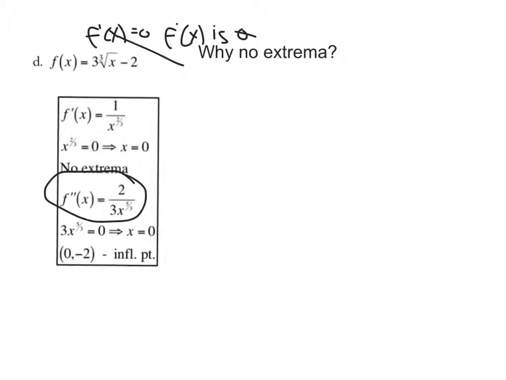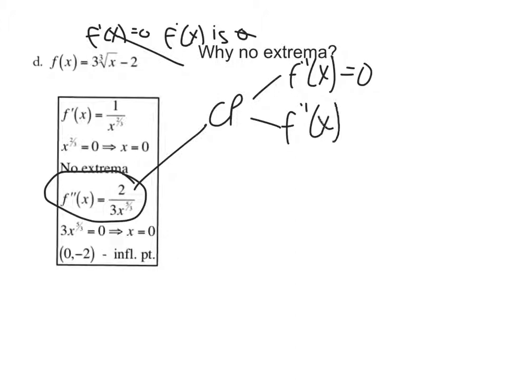So here's our second derivative, and we find the critical points. Again, the critical points are either where the second derivative is equal to 0 or the second derivative is undefined. This particular second derivative will never be 0, but there is a place where it is undefined. It is undefined at x equals 0.